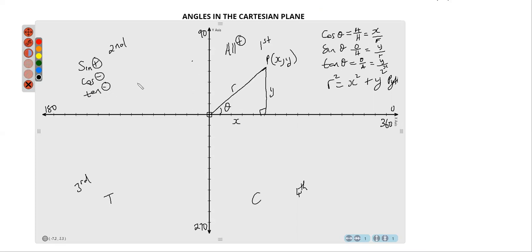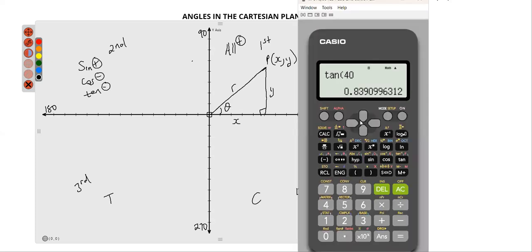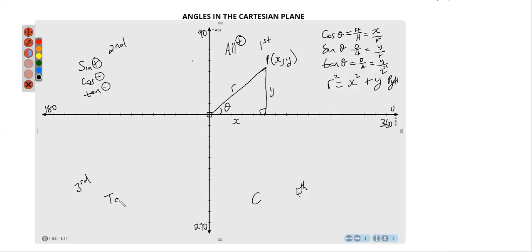So if you take an angle between 90 and 180, for example 130: sine 130, you get a positive. Cos 130, you get a negative. And tan 130, you get a negative. Now, what about the third quadrant? We see that tan is the only trig function that is positive. What about sine? Sine is negative. What about cos?